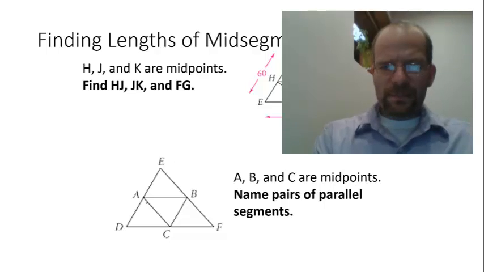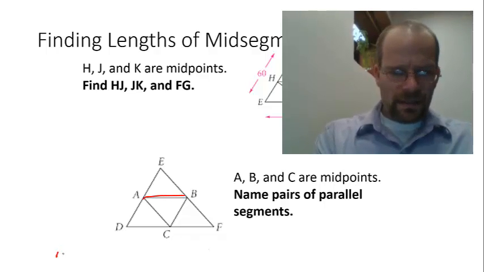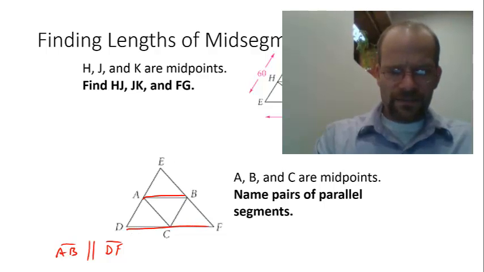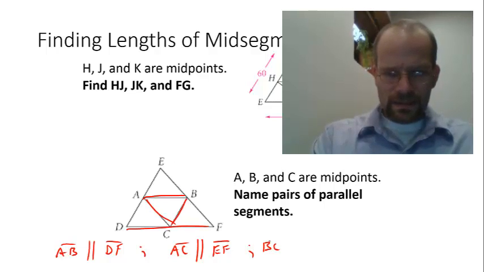So we just pick a place to start. Let's start with AB. Segment AB is parallel to segment DF, the third side. AB and DF. Then let's move on to AC. Segment AC is parallel to segment EF. And then the third one, we have BC. Segment BC is parallel to segment ED.